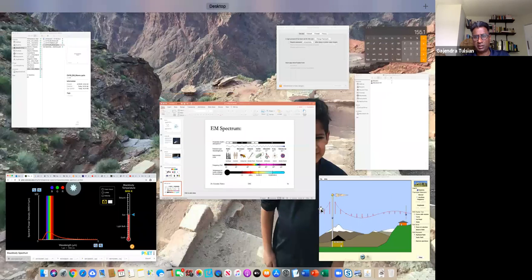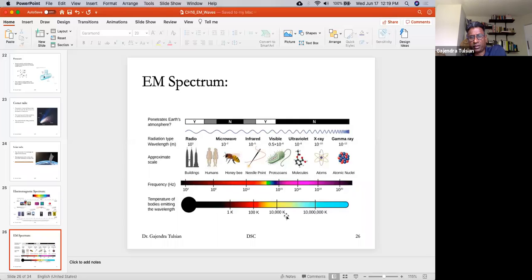So this is 1,000 Kelvin, the temperature of our sun is roughly 6,000 Kelvin, and that's why it appears yellow. If you had a star whose surface temperature was 10 million degrees Kelvin, it would appear blue.